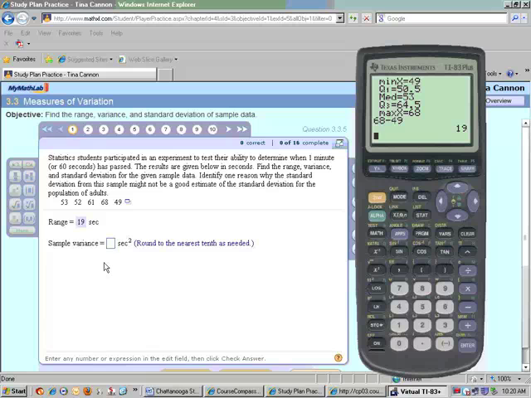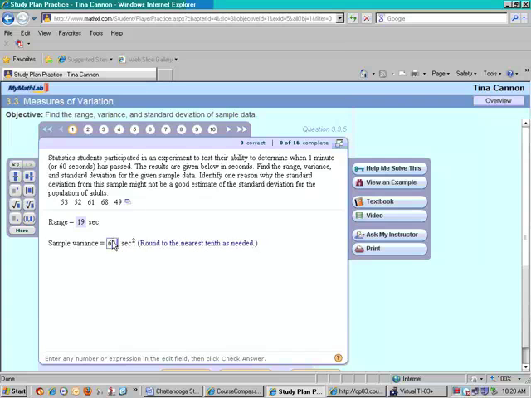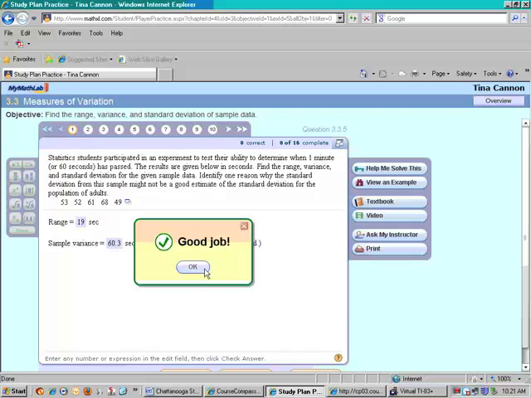But to get the variance, let's go back and calculate the standard deviation first. Push enter twice. Okay, so my standard deviation is this. Now you could type all that in and push squared, or we can push variables, go down to number 5, pick number 3, and square it. So my variance ends up 60.3. It says round to the nearest tenth. So 60.3. There's my variance.